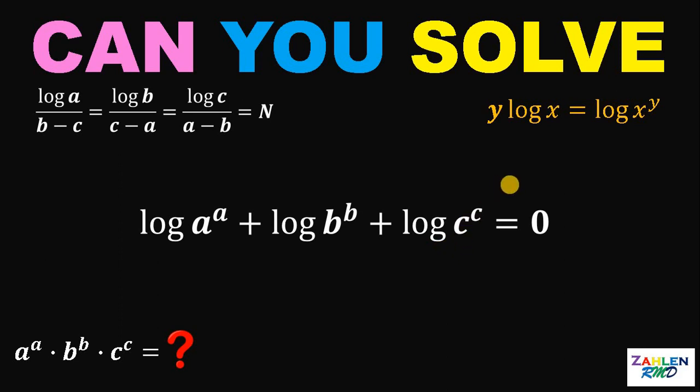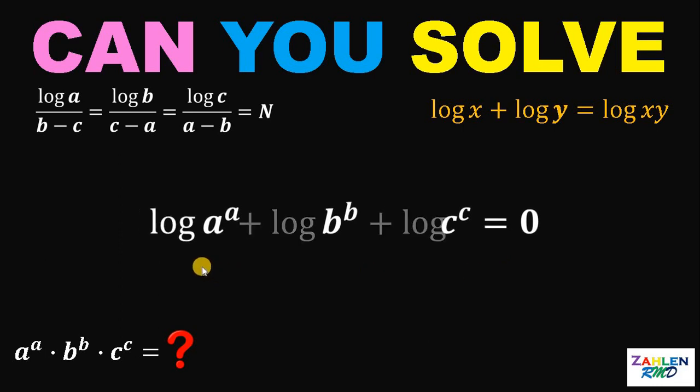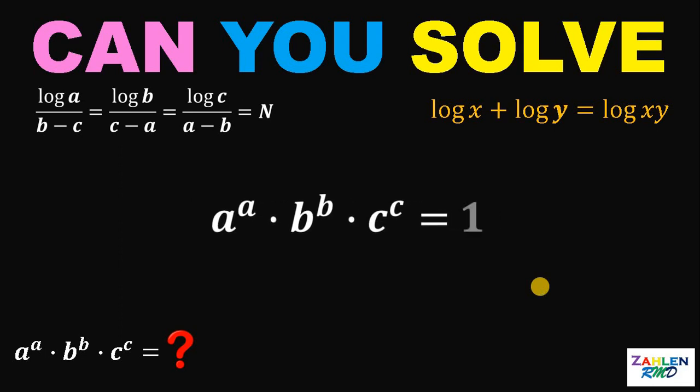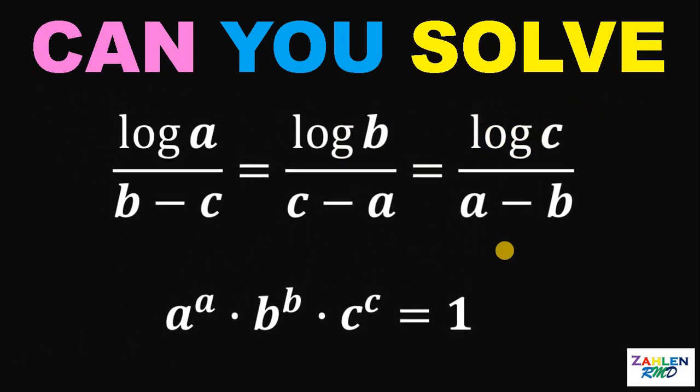And again, recall that if we have log of x plus log of y, it is equivalent to log of x times y. Therefore, the left-hand side of this equation can be written as log of a raised to a times b raised to b times c raised to c. And now, since it is equal to 0, this means that a raised to a times b raised to b times c raised to c must be equal to 1. Therefore, our answer to this question must be equal to 1.